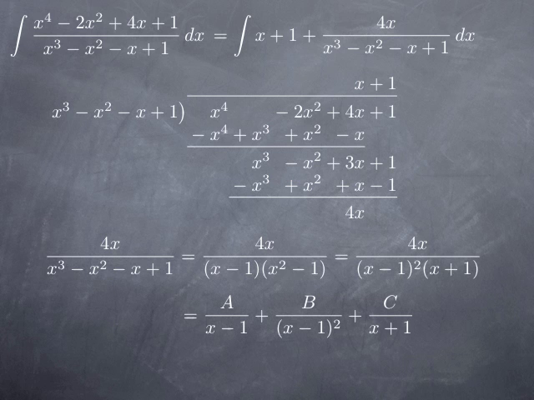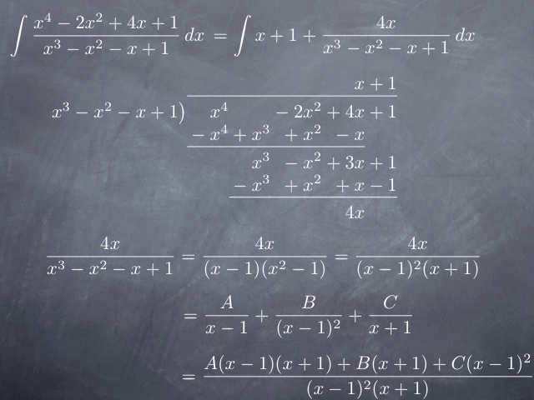So according to what we have seen, (x-1)² contributes two terms in the decomposition into partial fractions, A/(x-1) and B/(x-1)². On the other hand, (x+1), which is non-repeated, contributes just one term, which is C/(x+1). And we have to find the constants A, B, C.